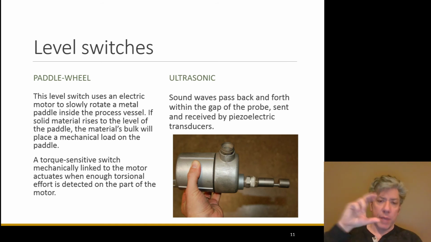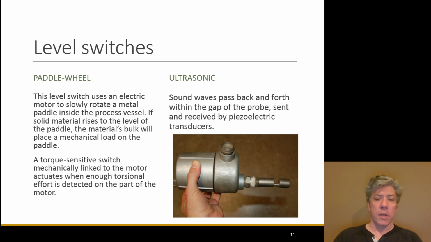So the paddle wheel would have to be mounted rigidly in the tank at a particular height in order to detect that level is above or at the level of the paddle wheel. Ultrasonics can be used for measuring level as well by just having a transducer and a sender and receiver essentially that sends an ultrasonic signal, sound signal, and receives it. And when there's something in between the gap that changes, either the response time or various different parameters that can be measured. But ultrasonics can be used for measuring the level in a tank as well.